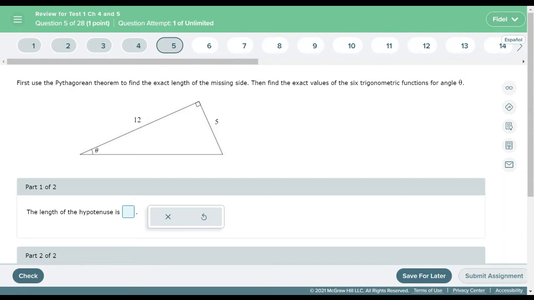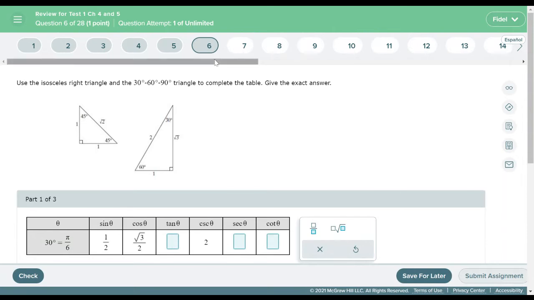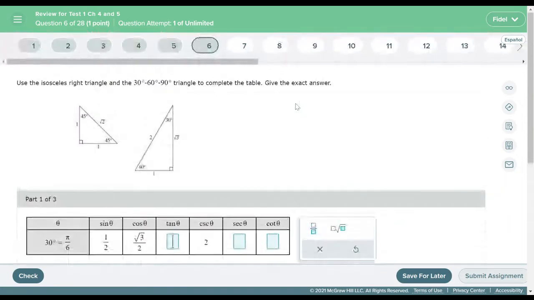What about number 5? There you go. You're going to find the hypotenuse, and then what are we going to do? SOHCAHTOA again, right? We're going to find the 6 trig functions. Okay. All right. So like I said, y'all tell me when you see something that we need help with. Are we good with this one here?